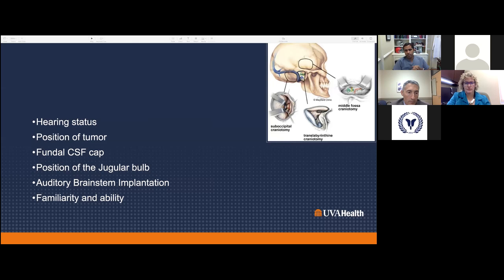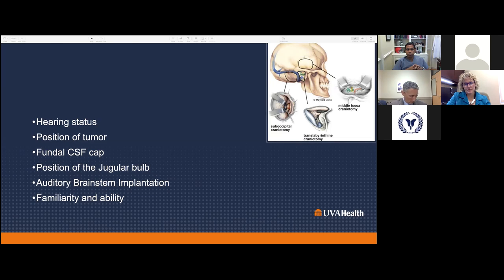Of course, we take into consideration hearing status, as we discussed before, but also the position of the tumor, the extent of tumor, and how much tumor is in the posterior fossa in general. I use both the translabyrinthine approach and the retrosigmoid approach, and occasionally the middle fossa approach for tumors. And so I really try to tailor it based on the anatomy that's present and what the pathology is and some patient factors in order to determine which approach we are going to use here.